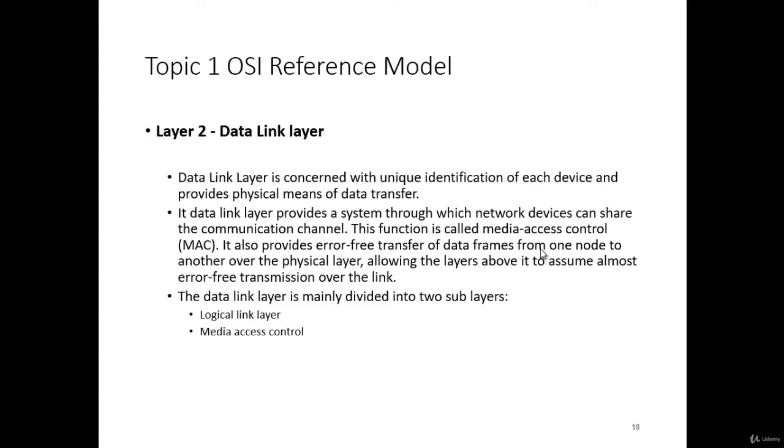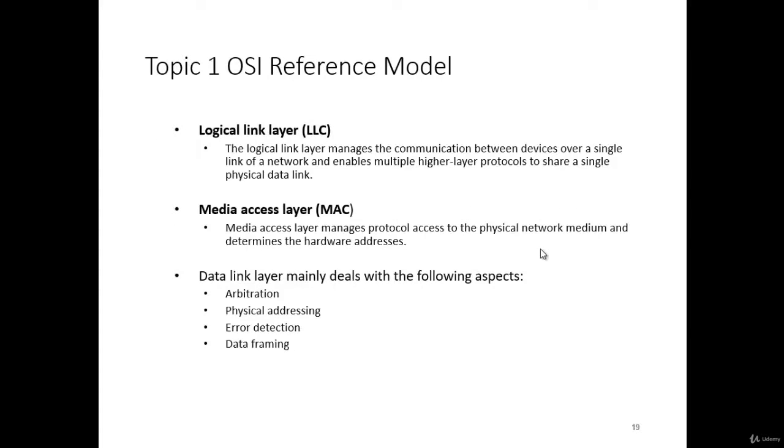allowing the layers above it to assume almost error-free transmission over the link. The data link layer is mainly divided into two sublayers: logical link layer and media access control. Logical link layer. The logical link layer manages the communication between devices over a single link of a network and enables multiple higher layer protocols to share a single physical data link. Media access layer. The media access layer manages protocol access to the physical network medium and determines the hardware addresses. The data link layer mainly deals with the following aspects: arbitration, physical addressing, error detection, and data framing.